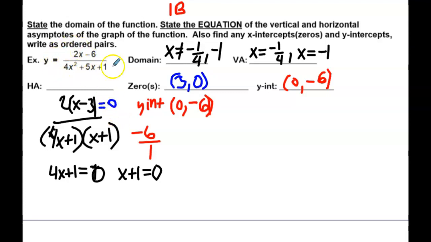What is the end behavior idea here, guys? It is bottom heavy. It is degree. Anybody know what the top degree is? Degree 1 over degree 2. So it is bottom heavy.